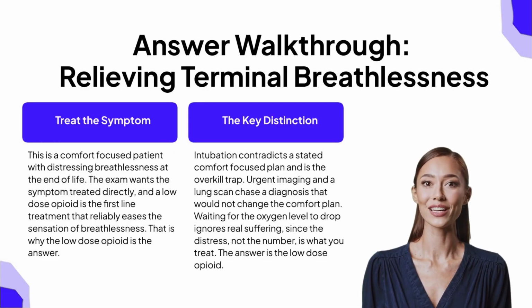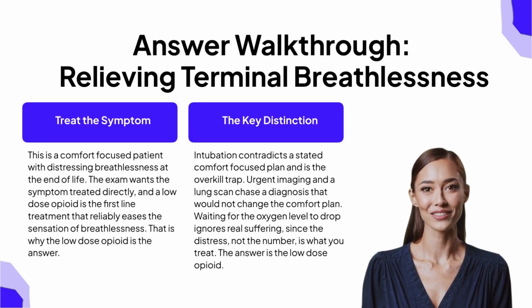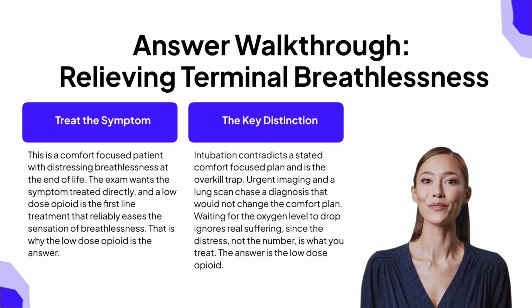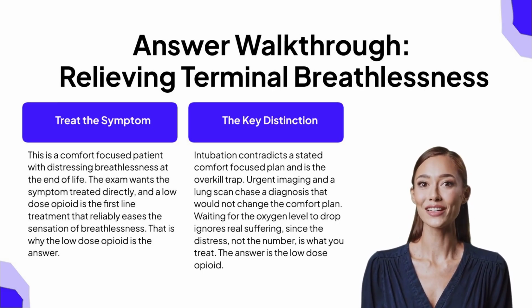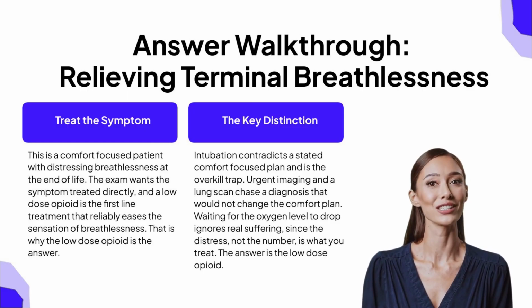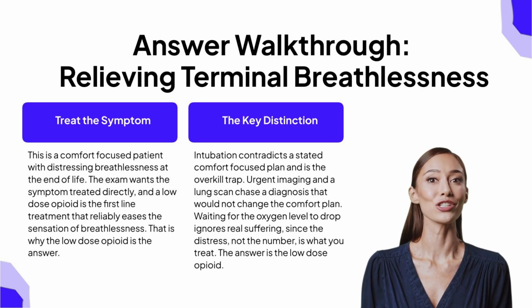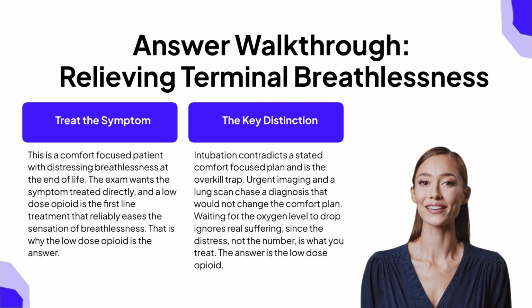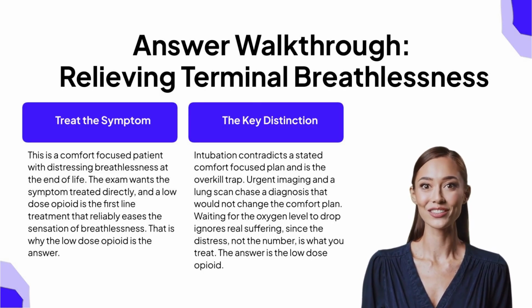Let us break down this answer. First, treat the symptom. This is a comfort-focused patient with distressing breathlessness at the very end of life, and the exam wants that symptom treated directly. A low-dose opioid is the first-line treatment that reliably eases the sensation of breathlessness, which is why it is the answer. Now, the key distinction between the wrong choices.